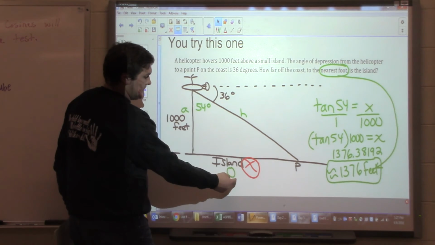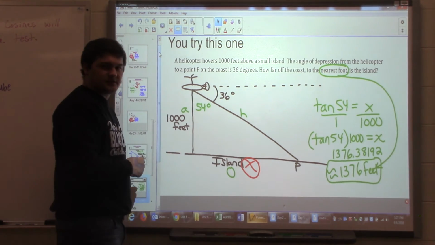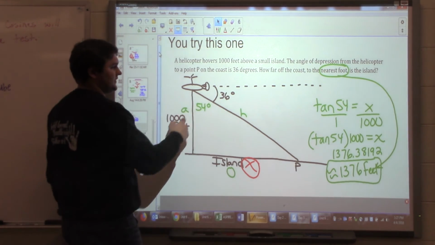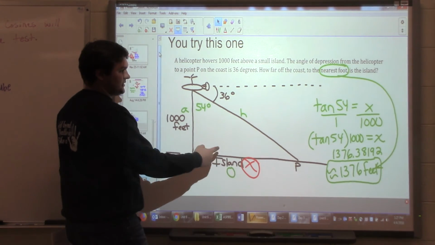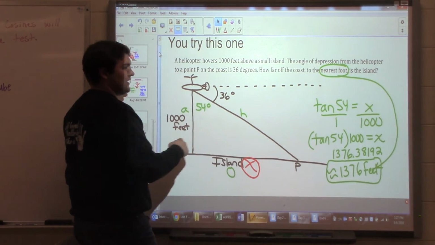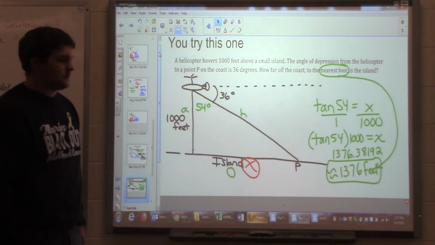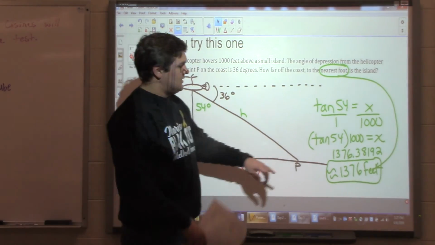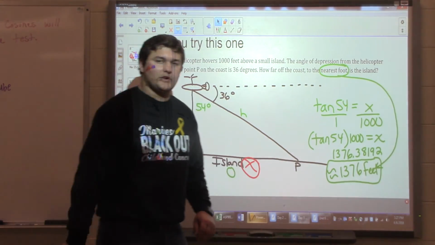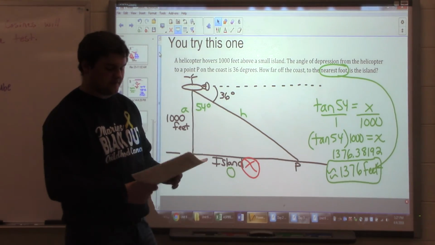I want to know the opposite side, and I'm given the adjacent. So I'm using tangent. Tangent of 54 equals the opposite, x, over 1,000. So cross multiply and solve. Tangent of 54 times 1,000 equals x. Plug it in your calculator, and you should get, to the nearest foot, 1,376 feet.